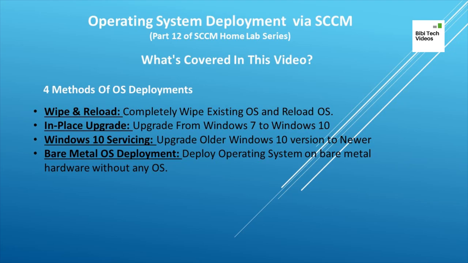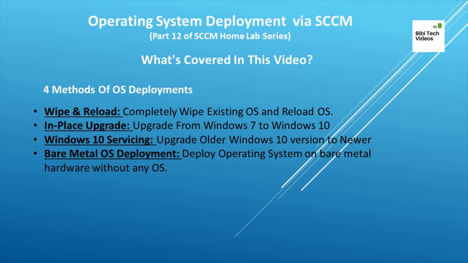The second method is in-place upgrade. With this method, basically, if there is any older version or older operating system that is installed on the machine, let's say Windows 7, that's what I'm going to show you, it will upgrade from Windows 7 to Windows 10.